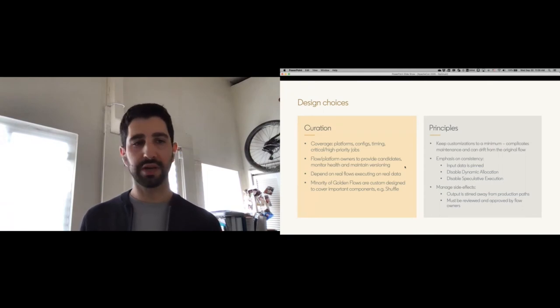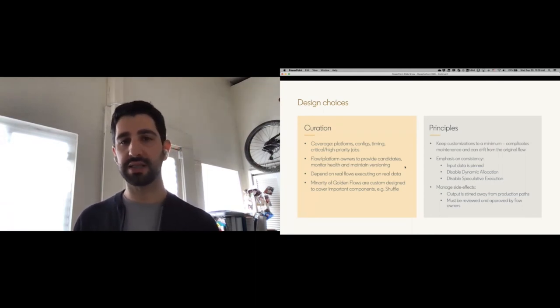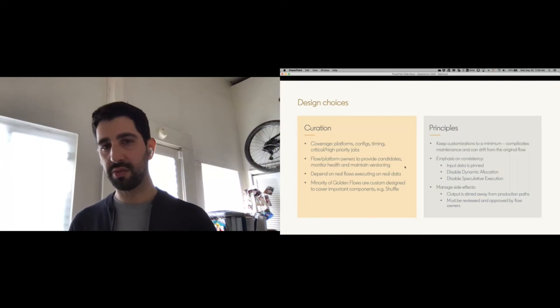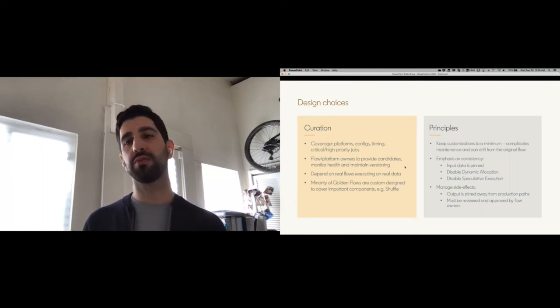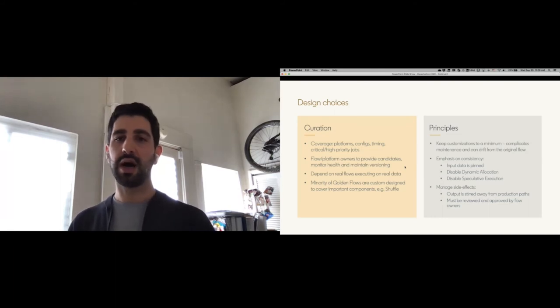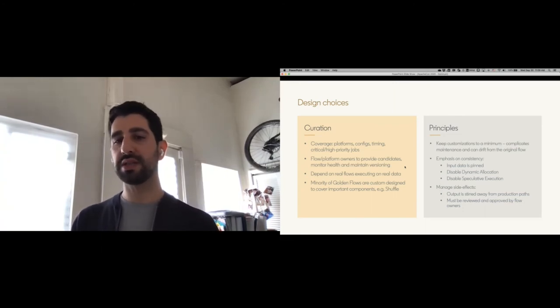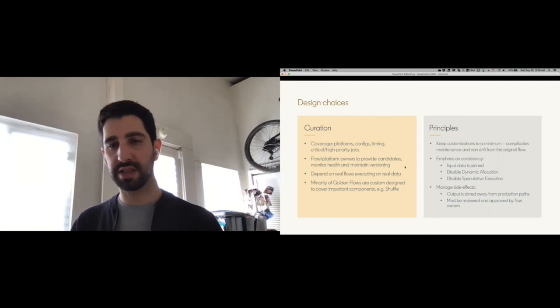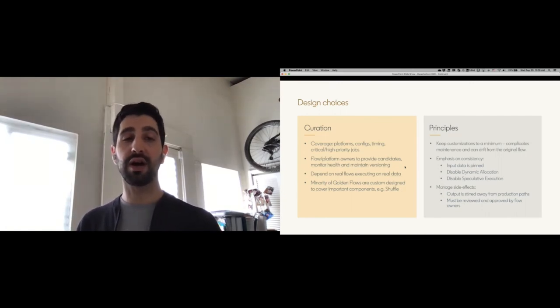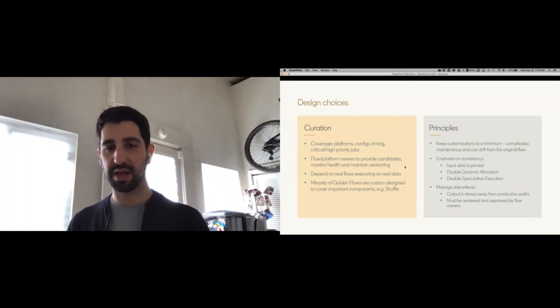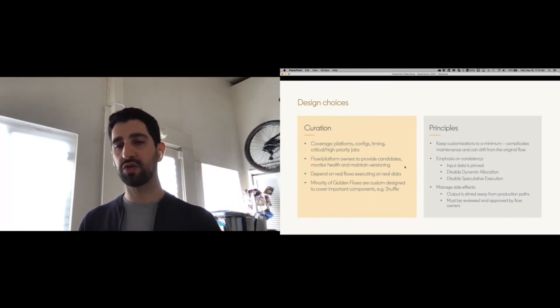So it depends on real flow executing or real data. And then some of them are custom designed, like we've discussed. The principles that we keep in mind is to keep customizations to a minimum. This complicates maintenance and drift from wherever the original flow is. We put emphasis on consistency, so input data is pinned, like we discussed earlier. We disable dynamic allocation and disable speculative execution because they create very difficult inconsistencies in the metrics. For managing side effects, we require that the output is steered away from production paths, so we won't affect any production data sets. And that requires reviews by the flow owner for us to onboard new golden flows.